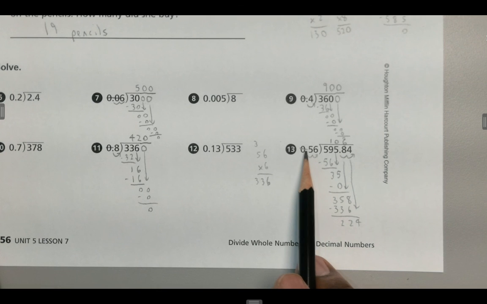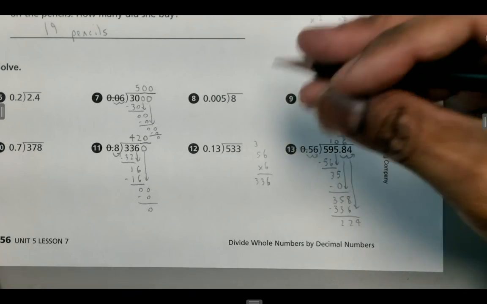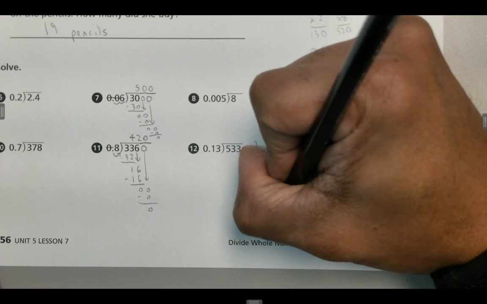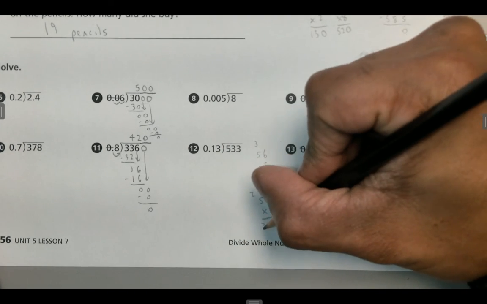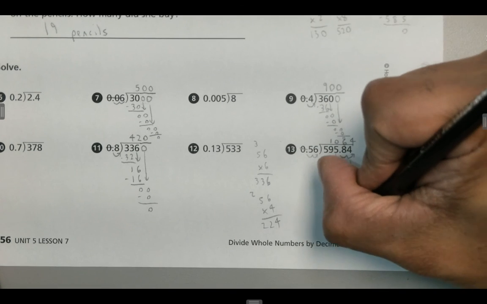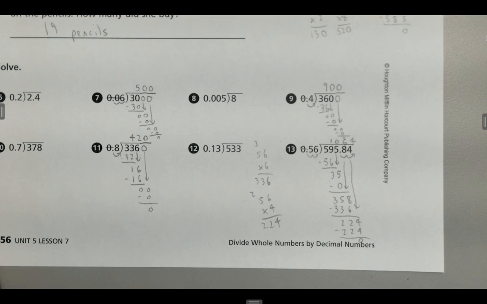56, again, is close to 60. 60 times 3 is 180. 60 times 4 is 240. I'm gonna test out multiplying by 4. I've got a good feeling about that. 4 times 6 is 24. 4 comes down, 2 gets carried. 4 times 5 is 20 plus the 2. All right. And we got our answer, 1064.